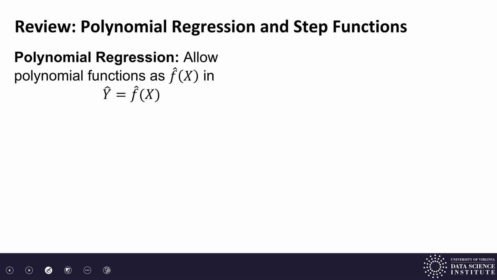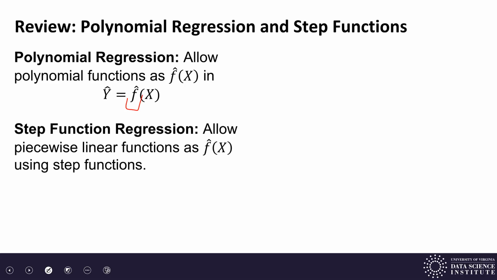So, review: we've talked about polynomial regression and step functions. With polynomial regression, we allow a polynomial for the functional form for f hat. With step functions, we allow piecewise linear functions, or step functions, as a functional form for f hat. I've mentioned piecewise linear because we don't care about step functions themselves. Step functions are really a building block for more complicated functions.